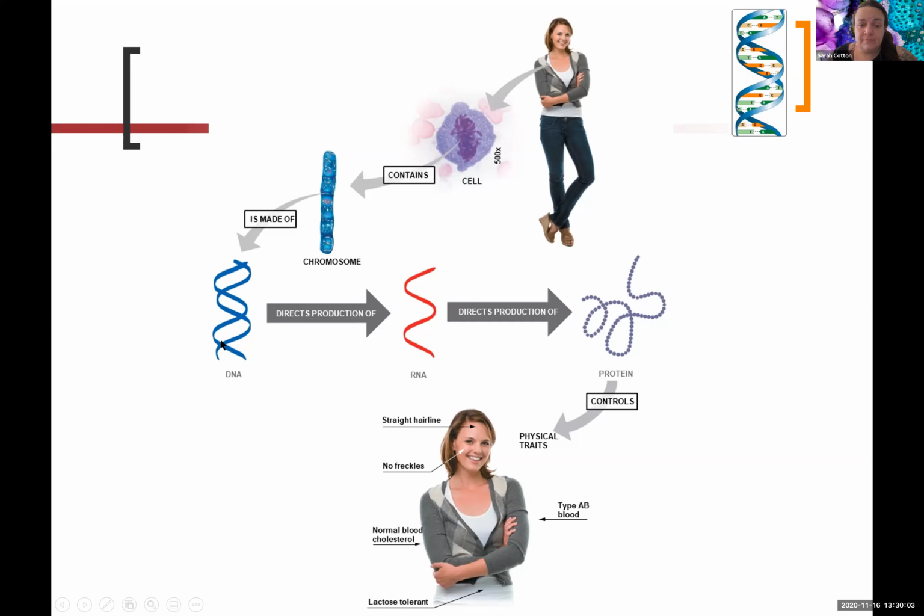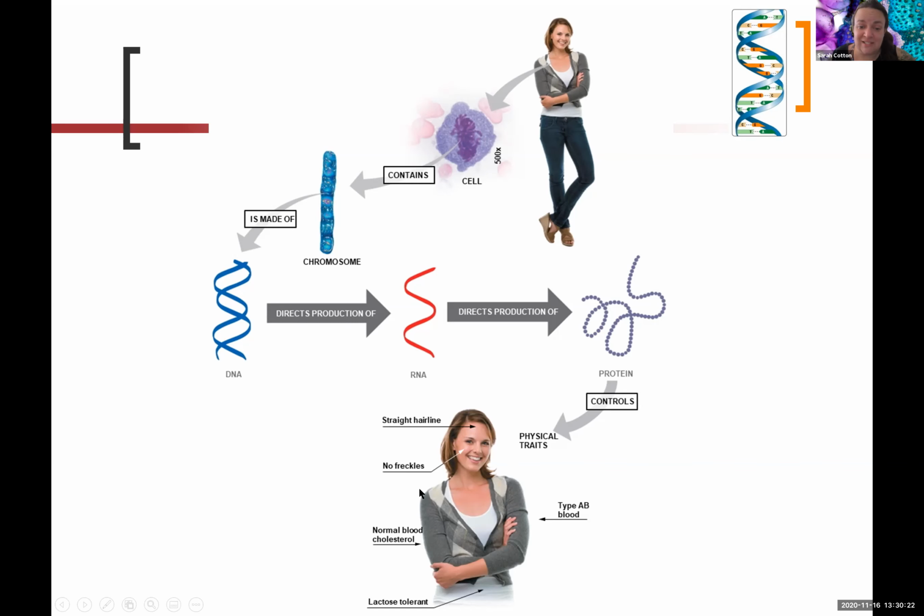DNA directs the production of RNA. So DNA essentially is used as a template to make RNA. And then RNA is used as a template to make protein. And ultimately, those proteins are what is responsible for all kinds of different traits.